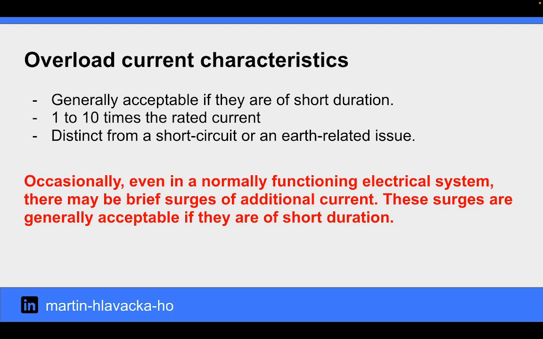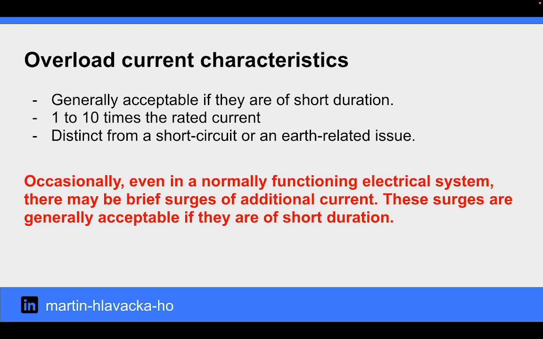Occasionally, even in a normally functioning electrical system, there may be brief surges of additional current. They are generally acceptable if they are of short duration. Their magnitude is 1 to 10 times the rated current and is distinct from a short circuit or an earth-related issue.